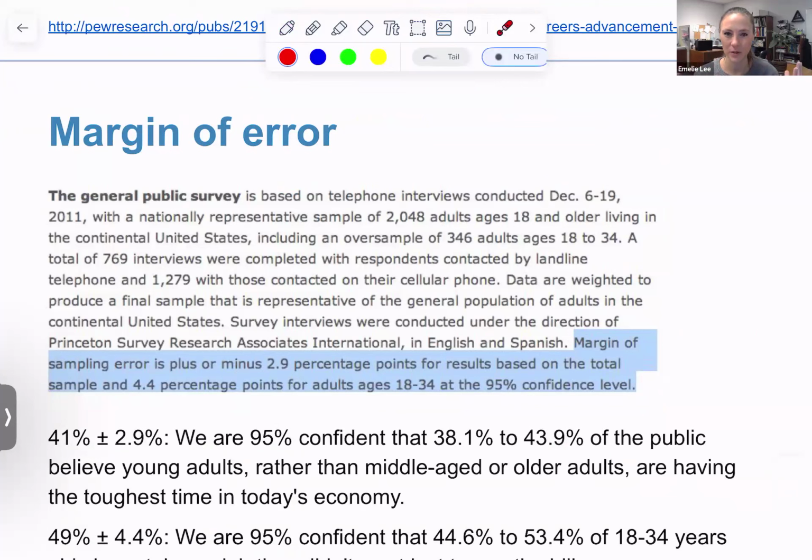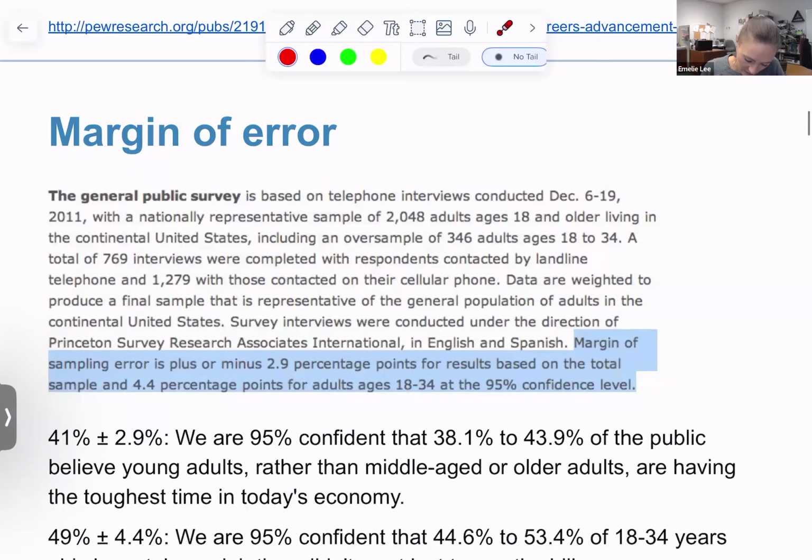Now we build a buffer around it, right? And so now we need this margin of error. So again, just skipping through to the highlighted part. So the margin of the sampling error is plus or minus 2.9 percentage points for results based on the total sample. So that's for the public.